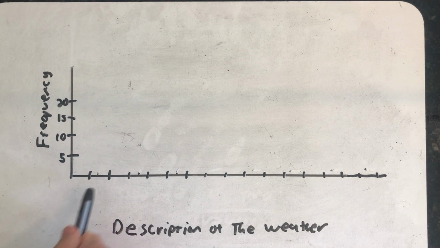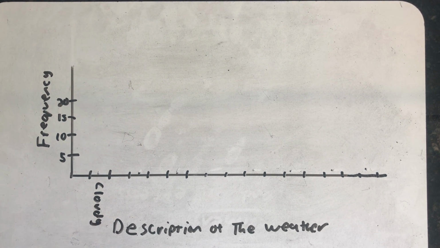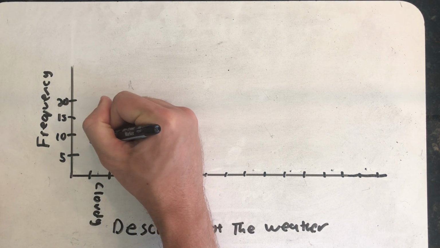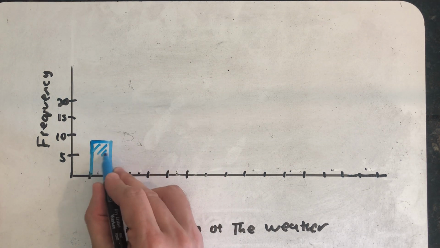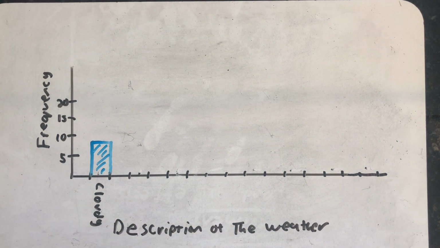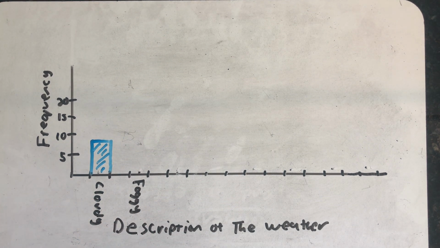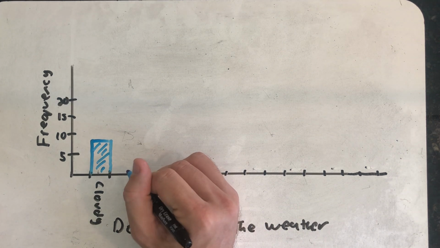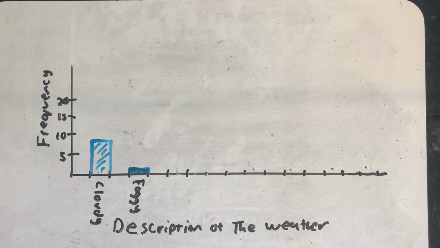So my first bar is going to go right here, and it's for the cloudy days. And there were 8 of those. So I need to go up to where 8 would be on this graph, which I'm going to say 7.5 and 8 would be right about there. And of course, the more accurately I could do this, the better. All right, there was 1 day that was foggy. And so I just need a bar that would be 1 unit tall. And there's my foggy day.